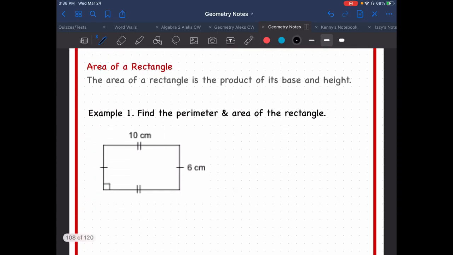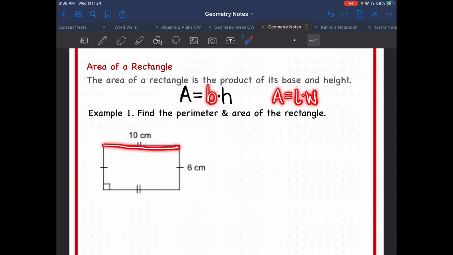The area of a rectangle is the product of its base and its height. So you often see the formula as capital A for area equals B times H. Sometimes you see it as area equals L times W, L for length, which is the same as my base. You could think of them both as the same right here in our example 1. And of course, W would be the same as the height right here.